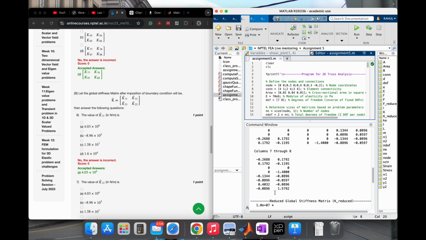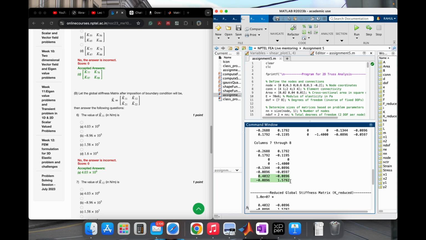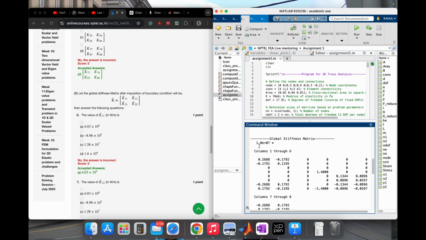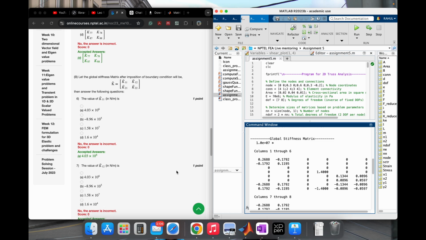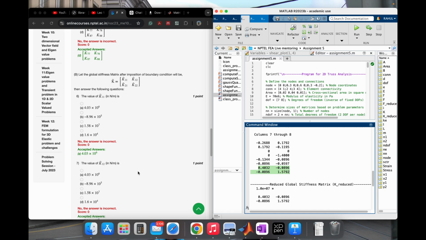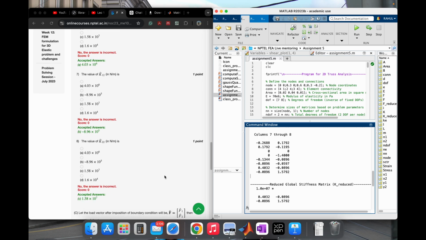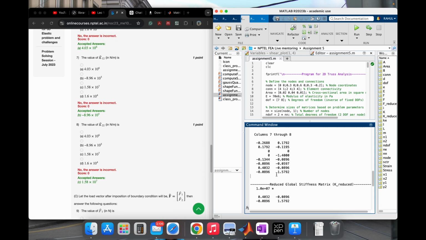Here, after the imposition of the boundary condition, this 4 by 4 matrix is given. It is clear that for element K11 it will be minus 4032, since the solution is multiplied by 1 into 10 to the power 7. So this will be the correct answer, 4.03 into 10 to the power 6. Now for the same element it is asking what will be the K12. So this will be the K12. Okay, this is the answer. Now it is asking K22. Yeah, this is the K22.